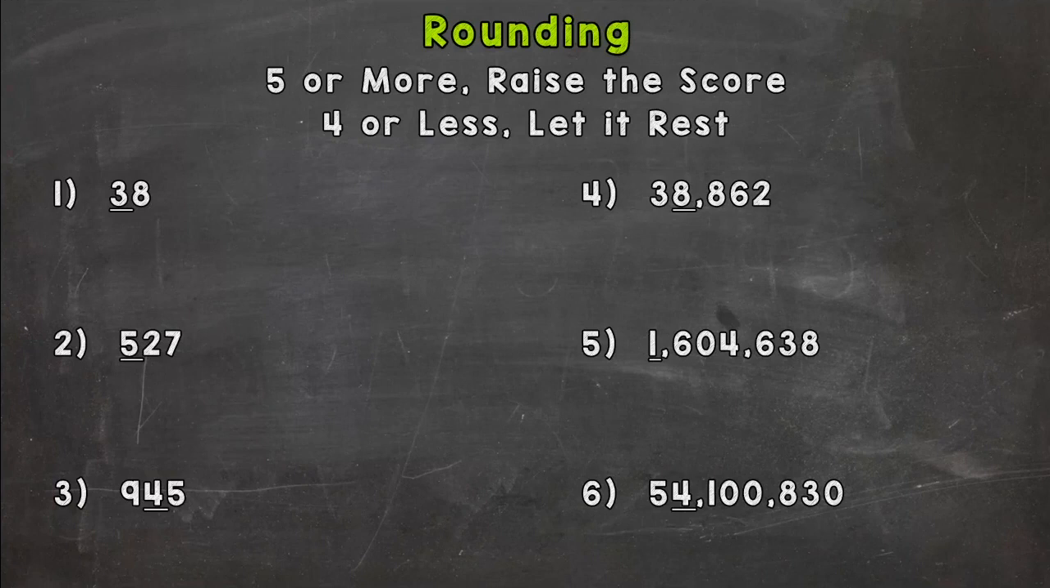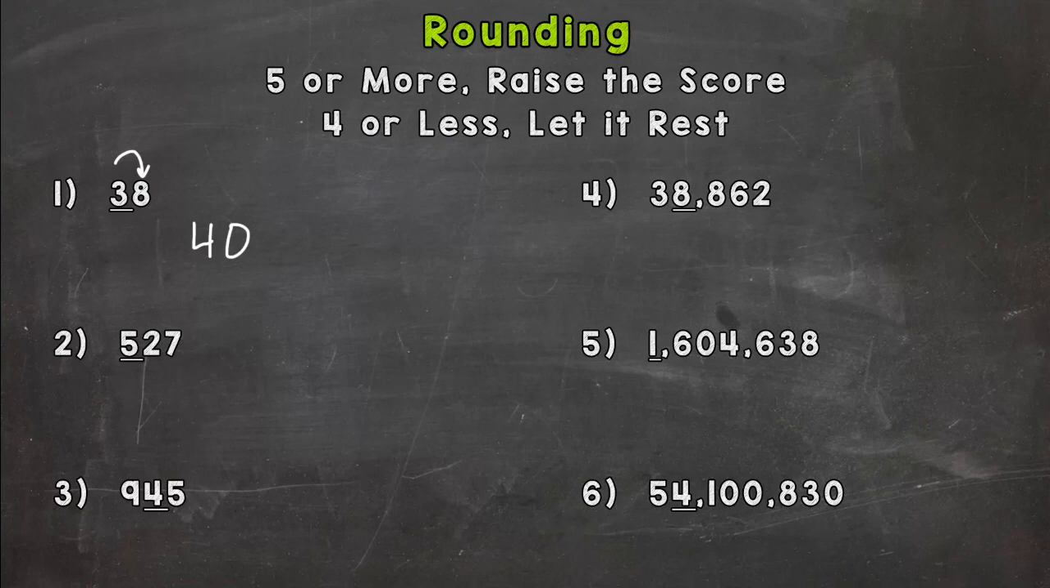We have 38. And we have the 3 underlined, that's in the tens place. So we are going to see if this number is closer to 30 or 40. So let's take a look next door. We have an 8. So does that tell the 3 to rest, stay at 3, stay at 30, or round up to 40? 5 or more, raise the score. Well, 8 is more than 5, so we round up. So our rounded number would be 40 for number 1.